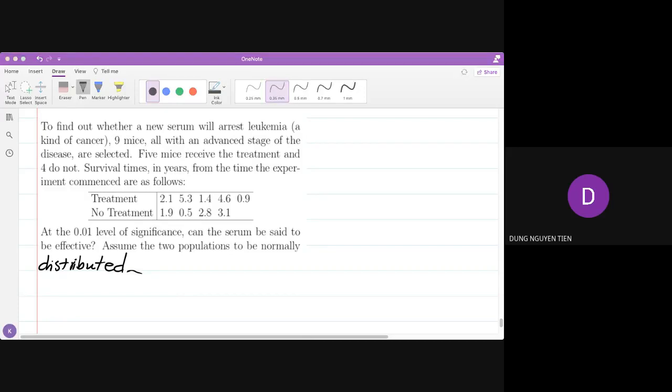What do you think? What is the method that we want to use in this case? Should I use linear regression model? Should I use ANOVA, Z-test, or t-test? Which method?